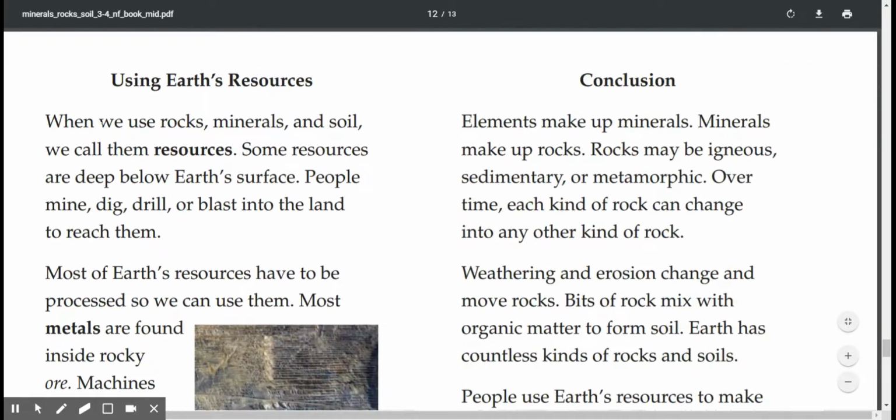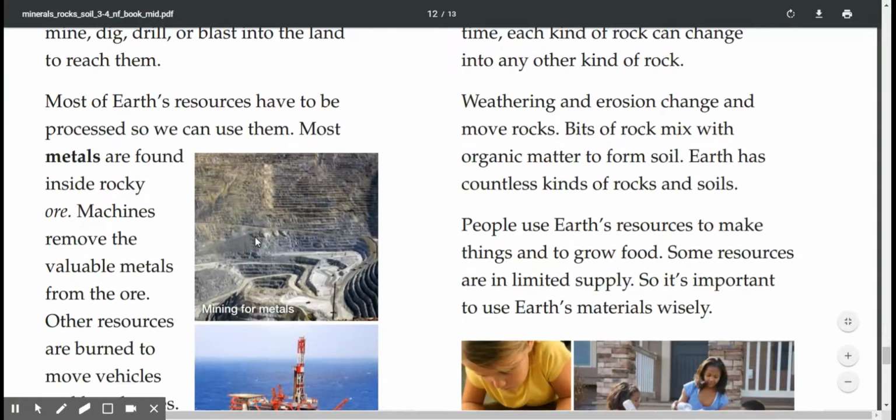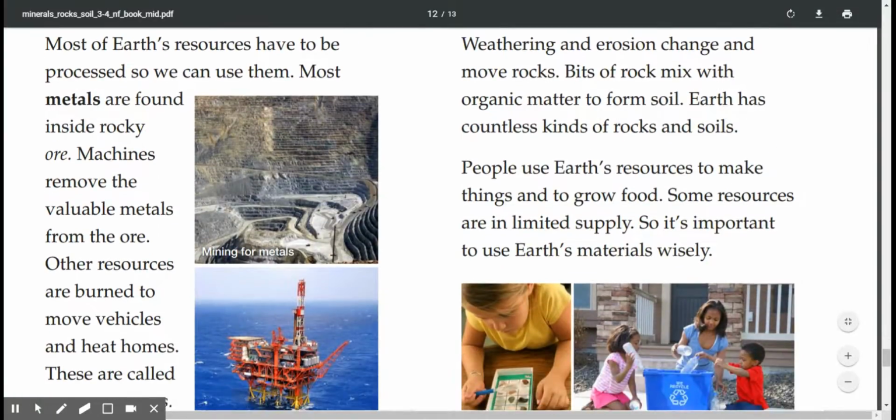All right, using Earth's resources. We're almost done, guys. Hang in with me. When we use rocks, minerals, and soils, we call them resources. Some resources are deep below Earth's surface. These are our natural resources, which was a social studies term. People mine, dig, drill, or blast into the land to reach them. So we try to get them out any way we can.